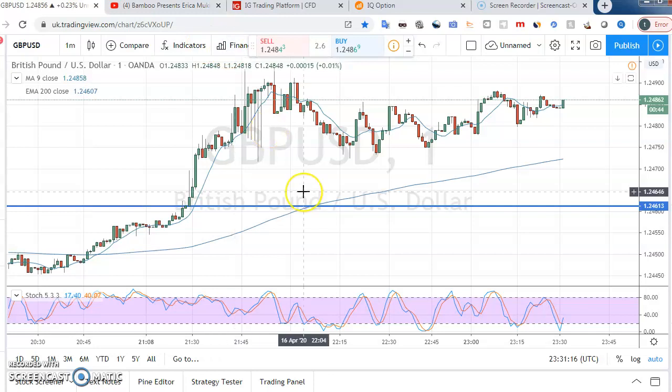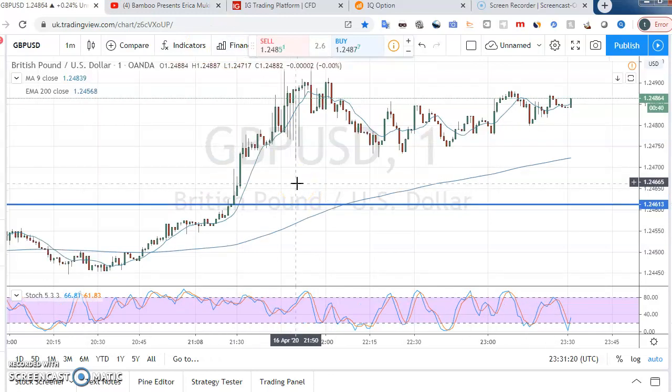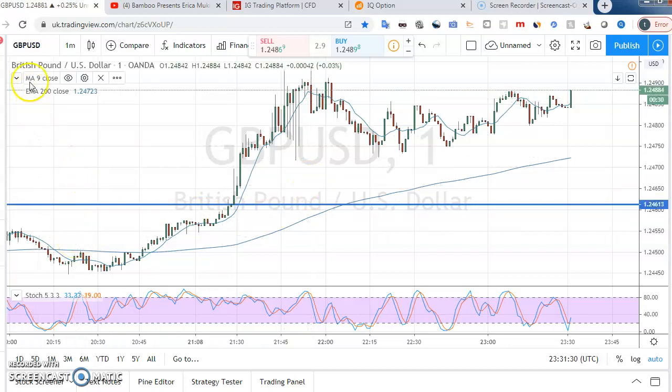Okay, first, it's based on looking at GBPUSD right now. I have a moving average. First, this is TradingView. This platform, TradingView, is just to view only.